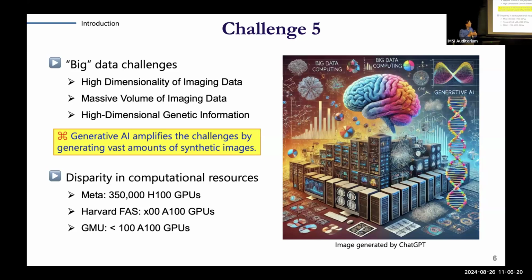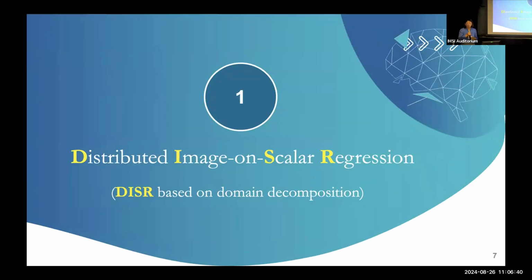And on the other hand, we are facing disparity in computing resources. Many institutes like us don't have enough computing power or resources, falling far behind industry. So in the following, I'm going to share some of my recent research project on distributed imaging scalar regression to illustrate the challenges I mentioned before.